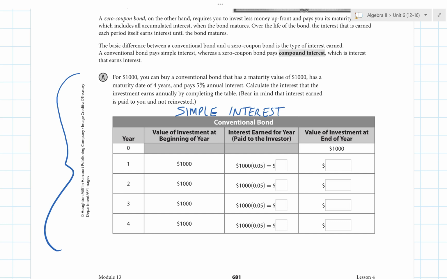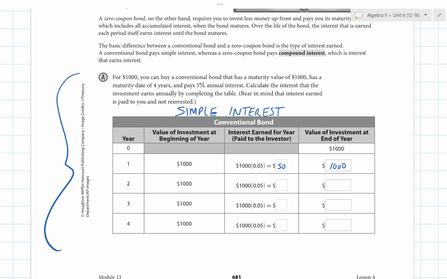And so in simple interest, the interest you earn each year is not reinvested into your account. So for example, if you invest $1,000 in a simple interest account that earns 5% per year, 5% of $1,000 is $50. So you'd earn $50 of interest in the first year. Your investment at the end of the year is still $1,000 because you're not reinvesting the interest.